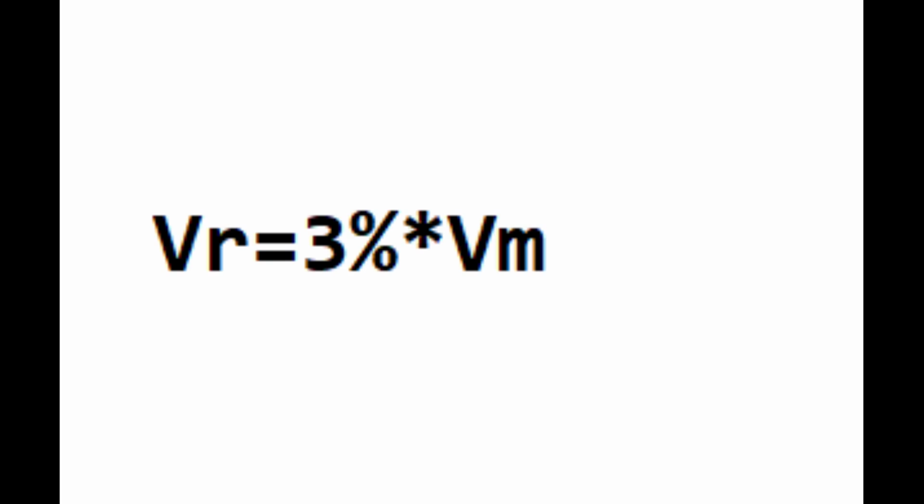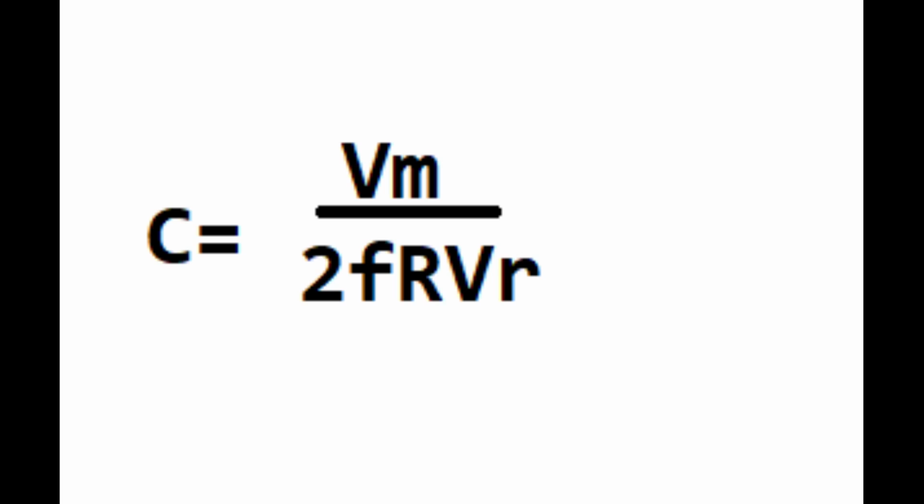For a 3% ripple, we use the equation voltage ripple equals 3% times the voltage output, 0.03 times 5 volts, and we find our ripple voltage is 0.15 volts.